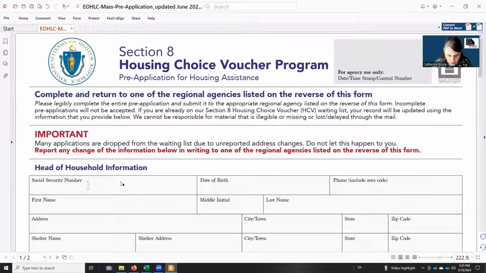So here we go. We're going to start with Anita's social security number, which we are going to say is 1, 2, 3, 4, 5, 6, 7, 8, 9. And now we're going to put in Anita's date of birth, which is April 25th, 1998. And we're going to put in Rafael's cell phone number. So we're going to say 617-123-4567.